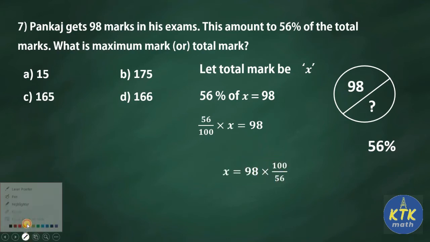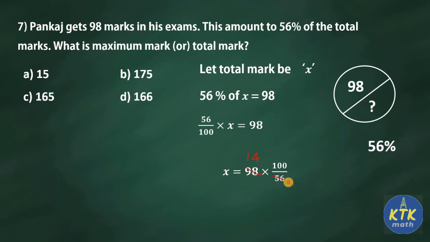Now I am going to start cancelling the numbers. So 56 and 98 I can cancel in the 7 table, right? This is exactly 14 times, and how many 7s are 56? 8. Again 8 and 14 I can cancel in the 2 table.